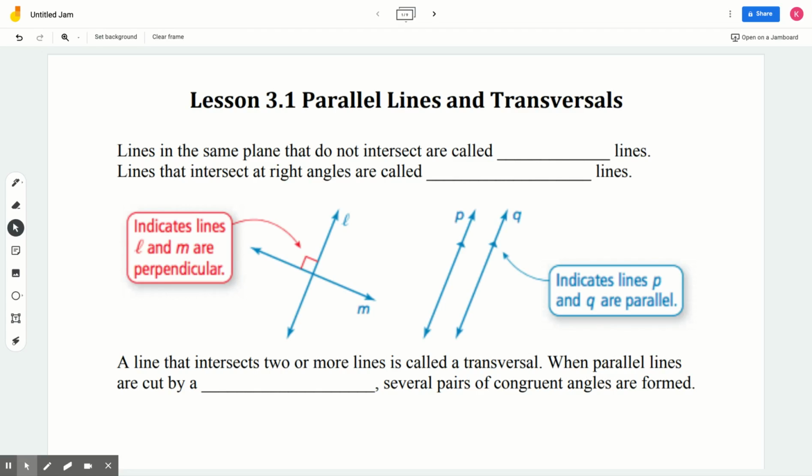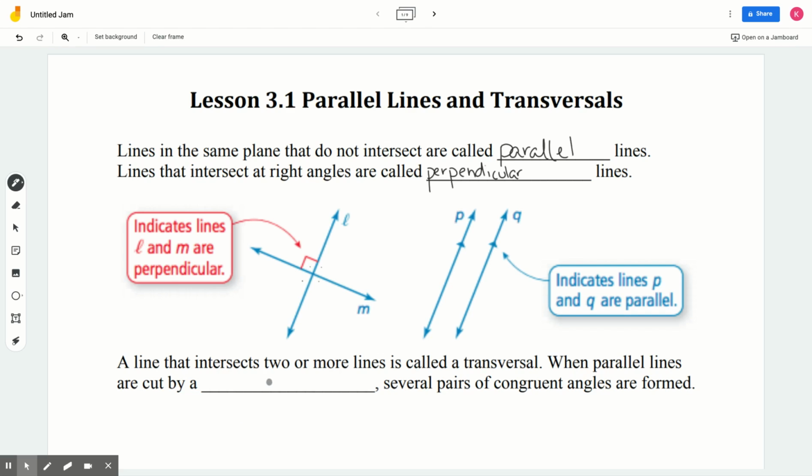Today we're going to be talking about lesson 3.1 on parallel lines and transversals. Lines in the same plane that do not intersect are called parallel lines. If they do not intersect, they do not cross. Lines that intersect at a right angle are called perpendicular lines. Two lines that intersect at the right angle are called perpendicular, and they essentially form four right angles.